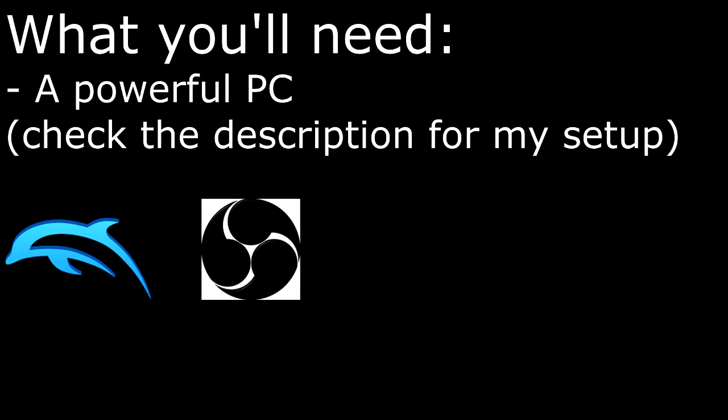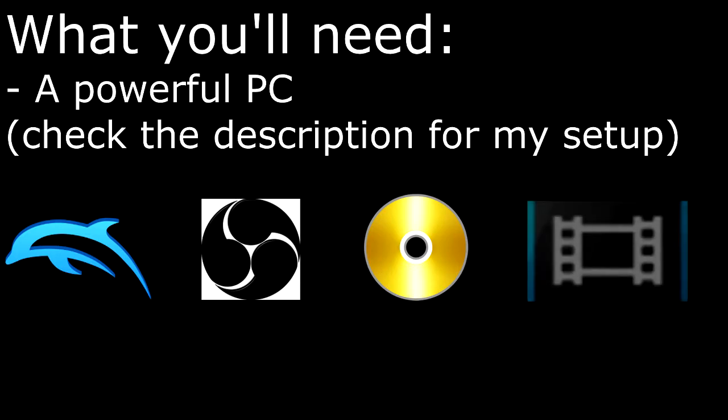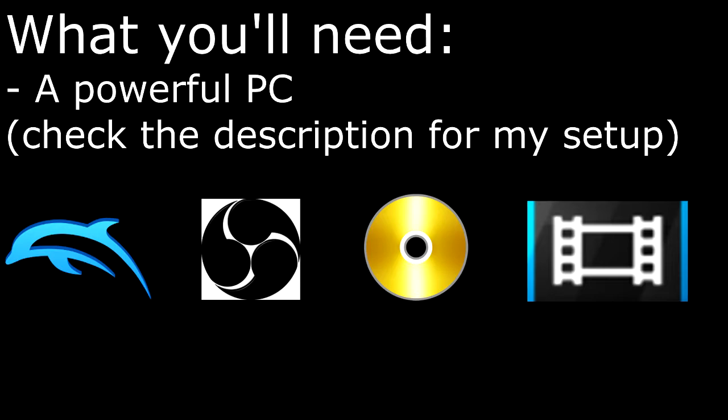You're also going to need an ISO for the game you want to record. There's a way to rip games from your Wii disc onto an external HDD, and I'll give you links to everything you need to set it up in the description below, so just check that out and you're good to go. You're also going to need an editing software. You can choose whatever you are most comfortable with, but I'm working with Sony Vegas.